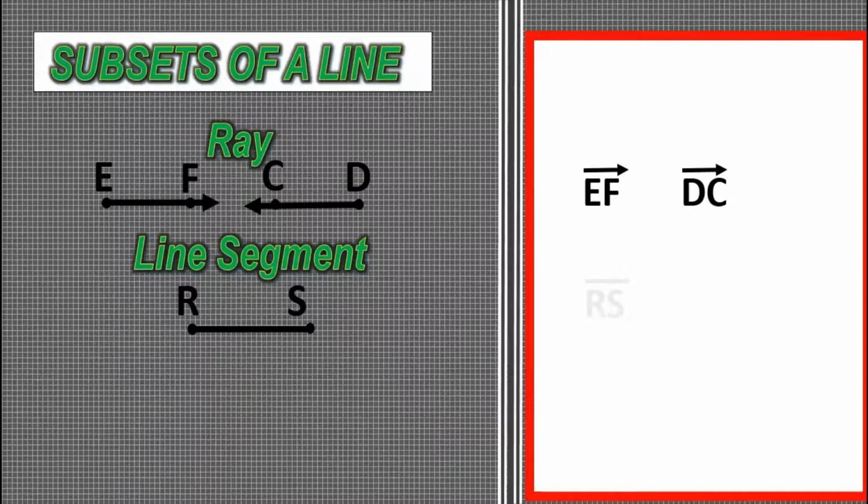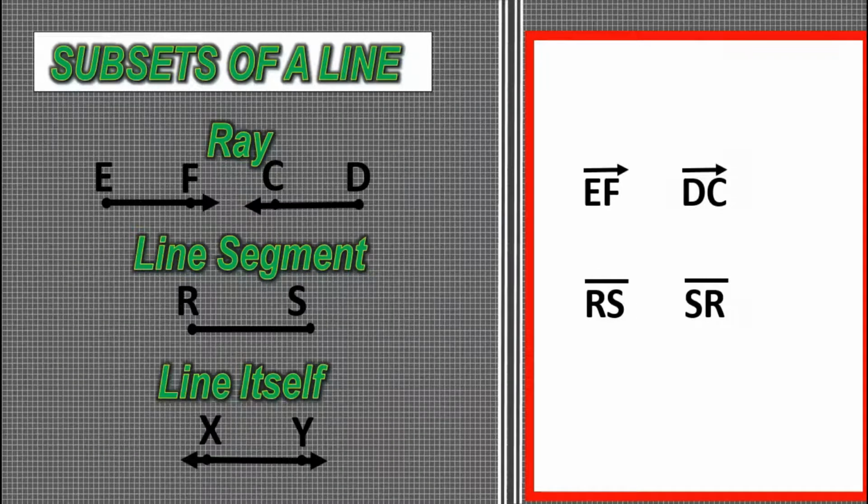The second subset of a line is line segment, which has two endpoints. In this example, we name it as line segment RS, or if you want, line segment SR. The line itself is also a subset of a line, since it is also part of the line itself. And so, the same in naming a line, for this example, line XY, and if you want, line YX.